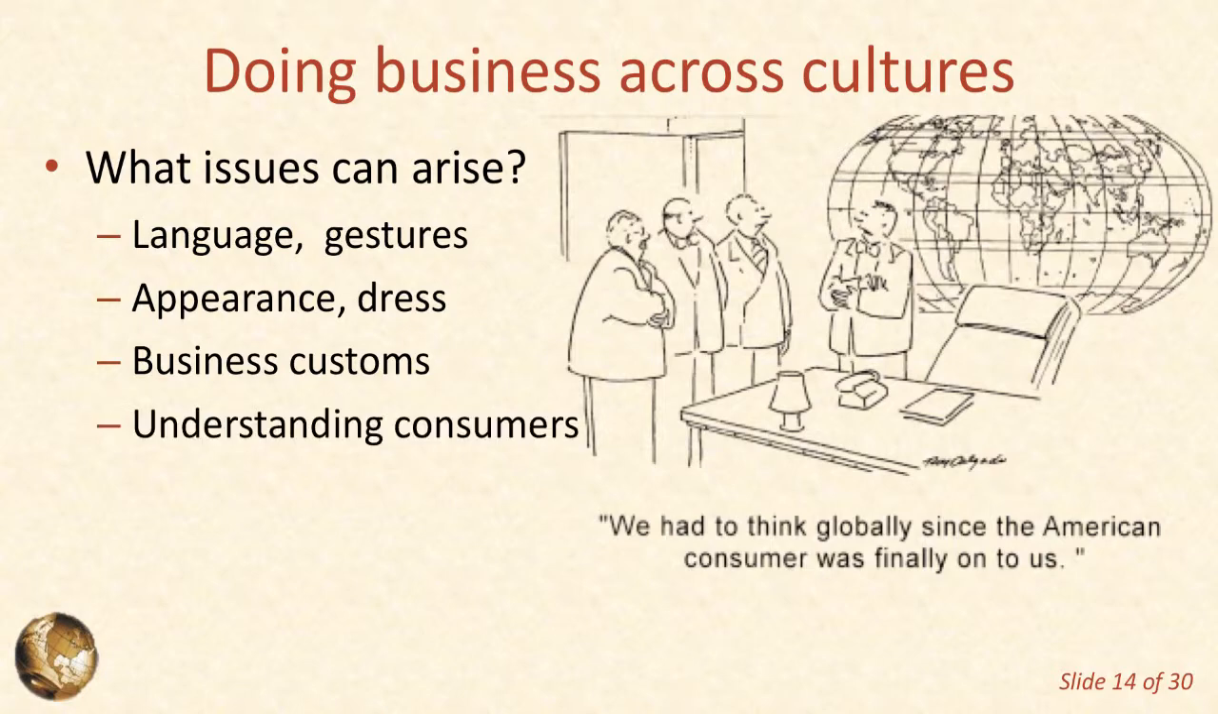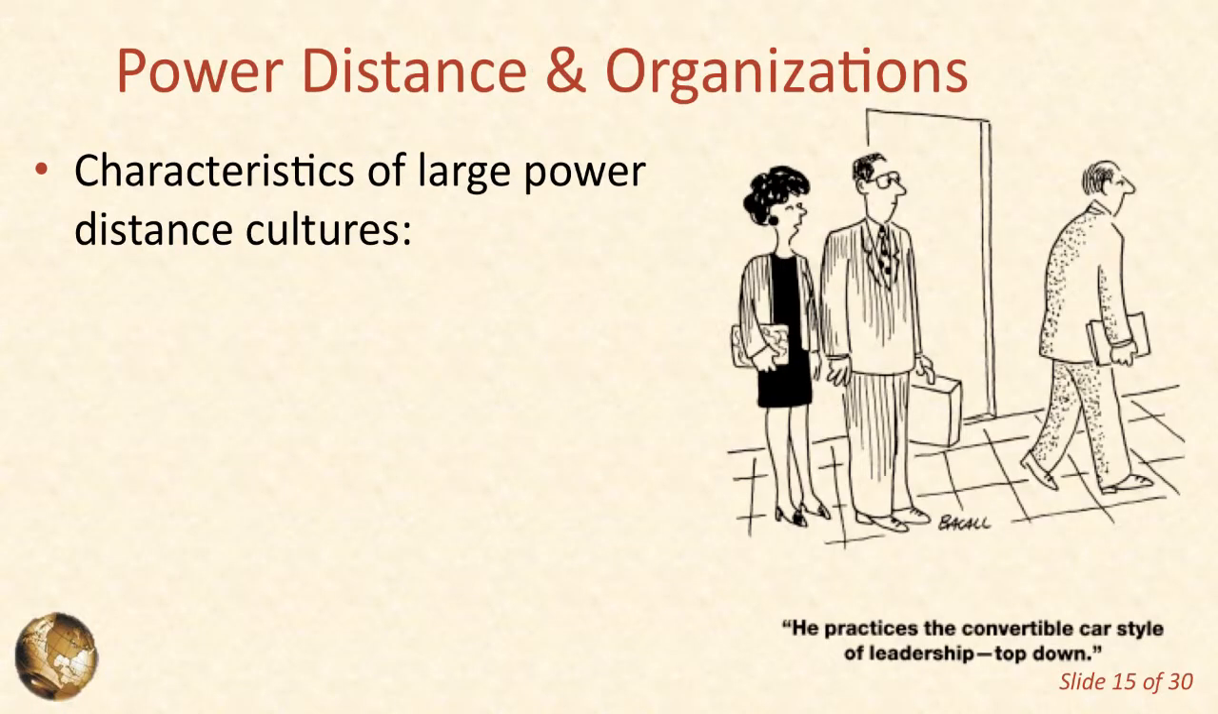Understanding what consumers want. If you're trying to sell something in another culture, you better be familiar with both the language and the culture, so you have an understanding of what the consumers are likely to want to buy. Legal issues can be important, and issues like corruption, depending on where the country is. There might be an expectation of offering bribes to get your business established or to get things done.